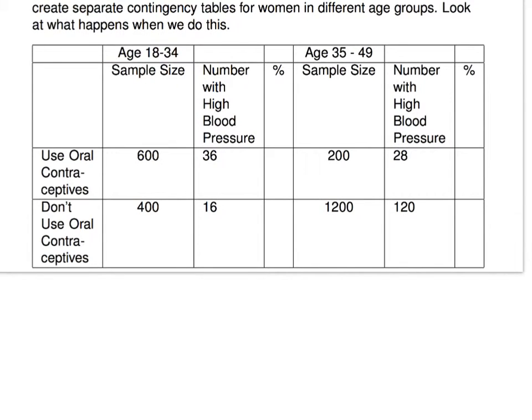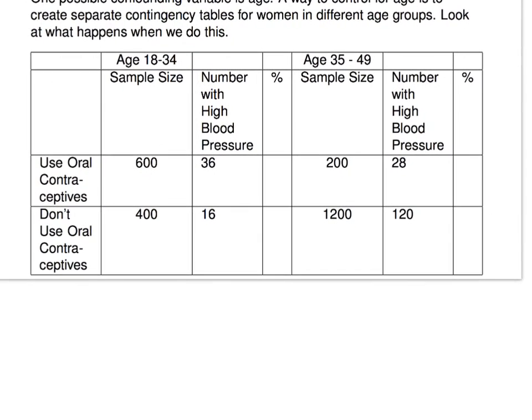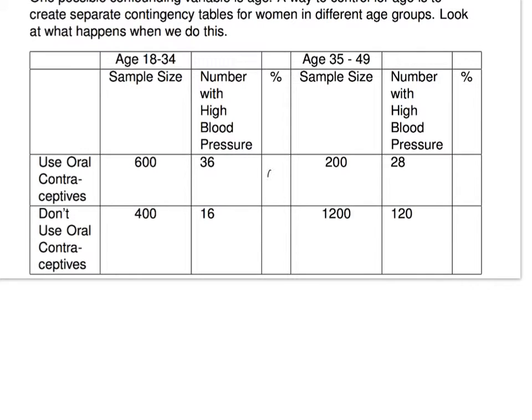So ages 18 to 34. What's 36 out of 600? What percent is that? 6%. 16 out of 400? 4%. And then 28 out of 200 is? 14%. And 120 out of 1,200 is 10%.